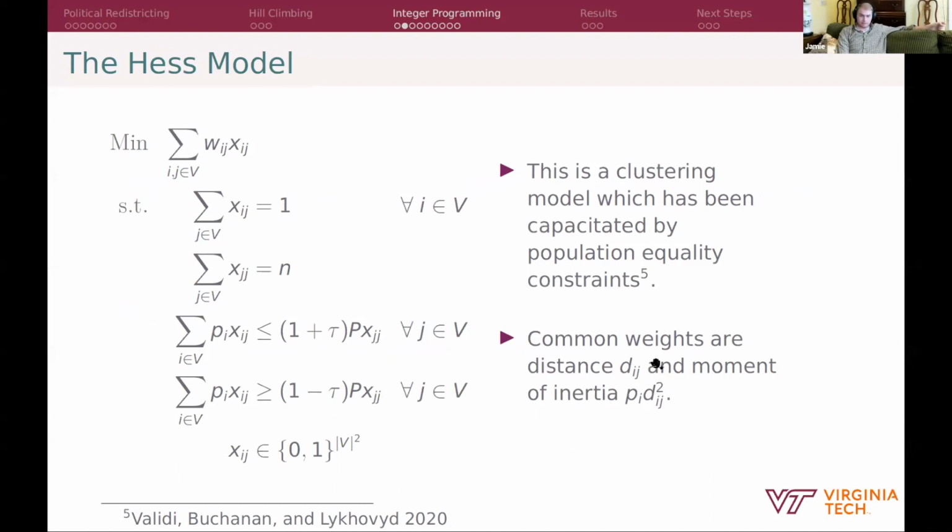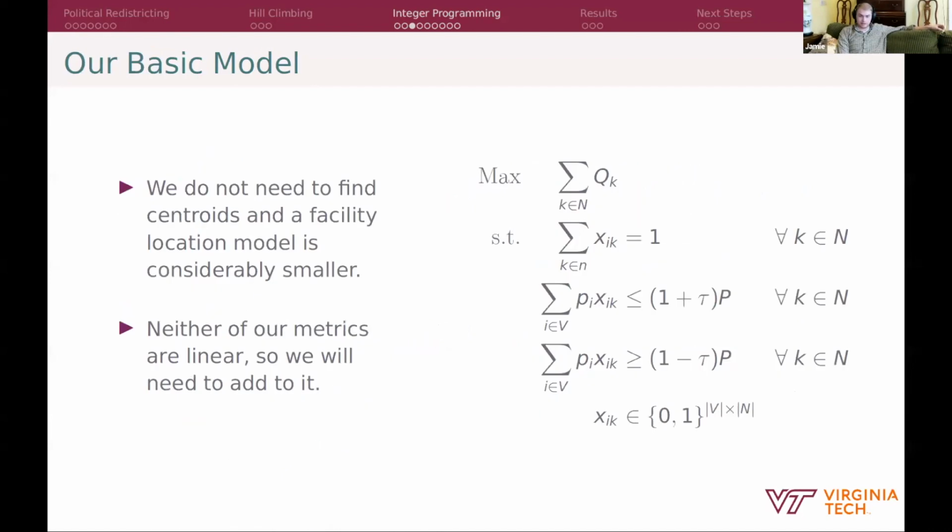It's common to use distance as a weight in the objective function, or moment of inertia, or any number of other linear equations. In our case, we don't really care about finding the centroids of our districts, so we use a facility location model, which is considerably smaller. But neither of our metrics are linear, so we're going to have to add a lot to this to get it to function properly.